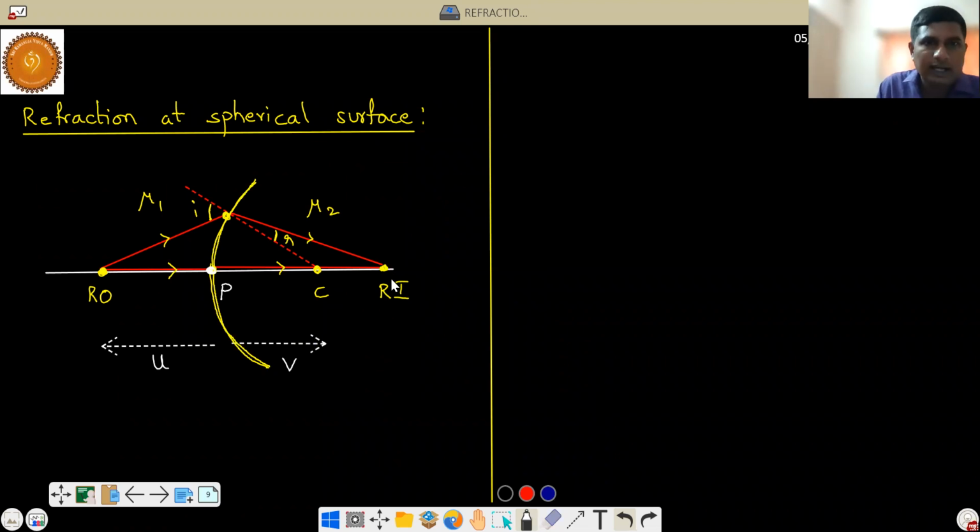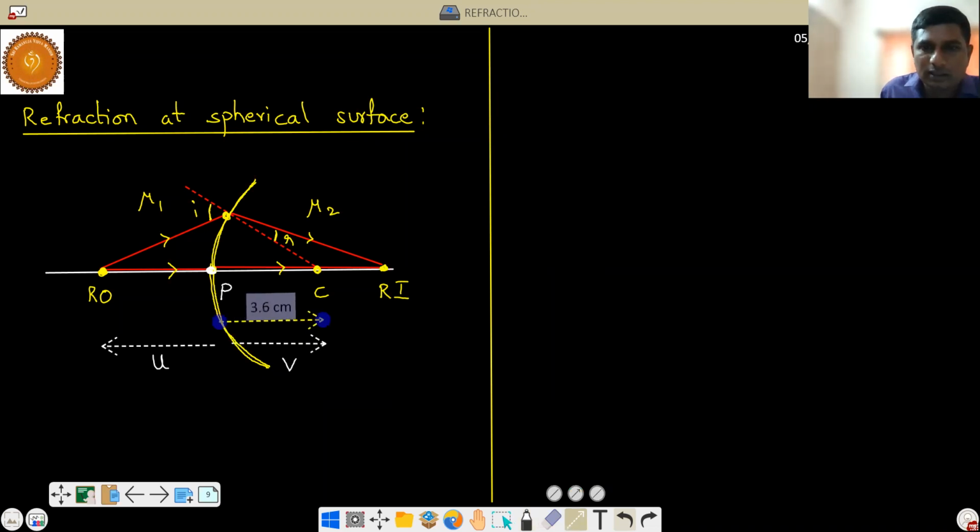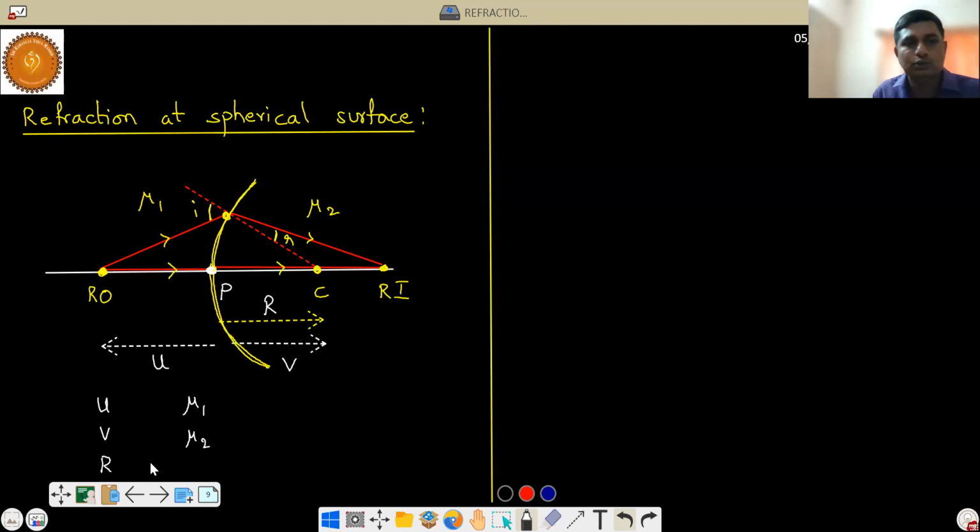This distance, from the pole to C, is called the radius of curvature. This is very, very important. So totally we have these terms: object distance, image distance, radius of curvature, mu1 and mu2.